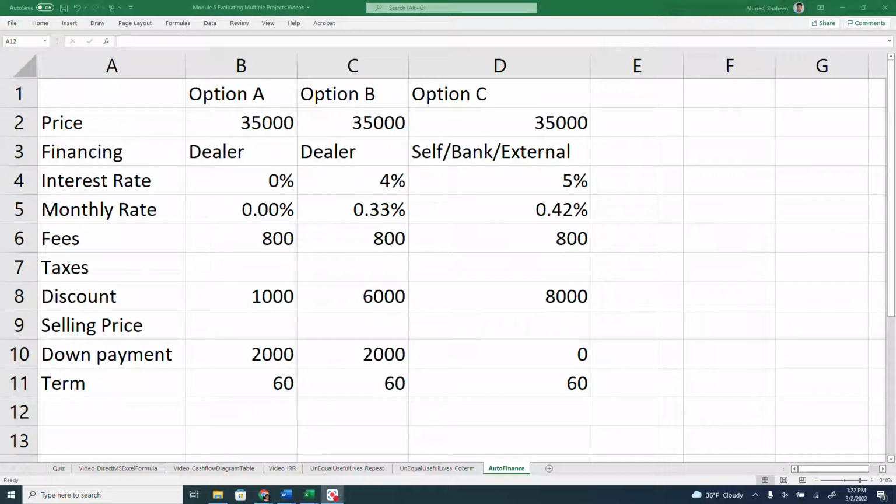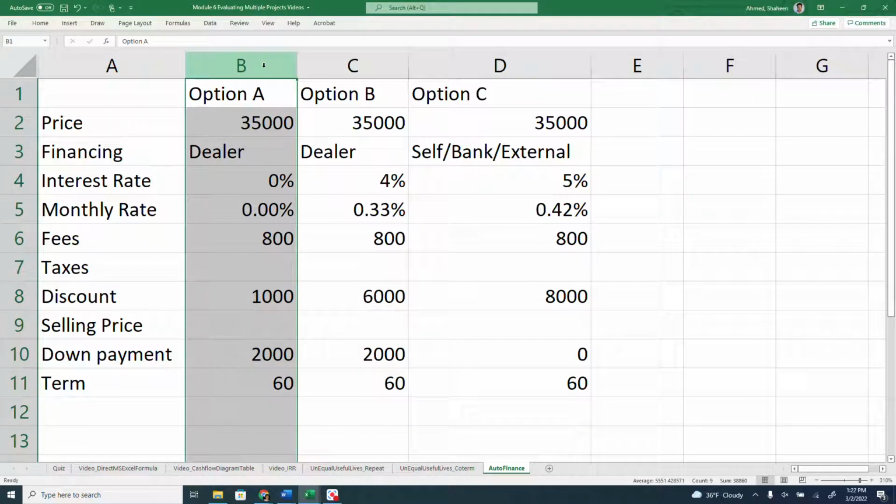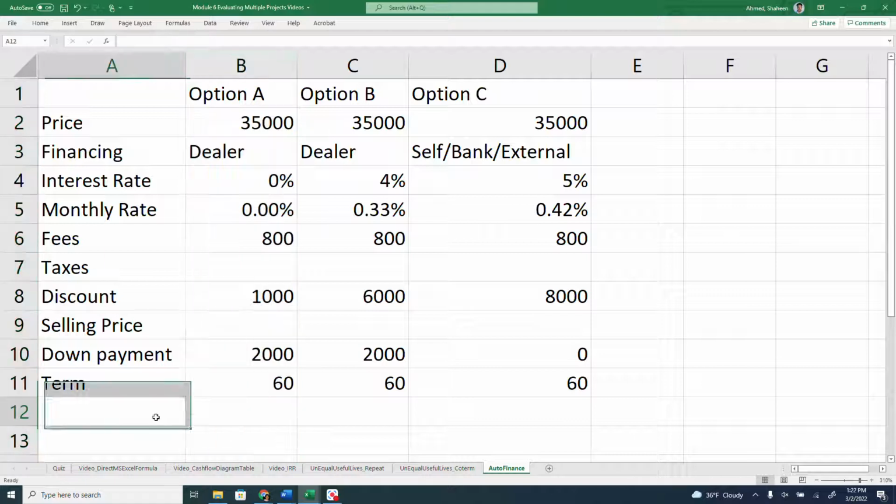Comparing auto financing options. There are three different ways you can buy a car, and which one is the best option? Typically you see on TV that car companies advertise 0% financing for a particular car, and that looks clearly like a lucrative option, but you'll find a surprising conclusion after we do all this analysis.